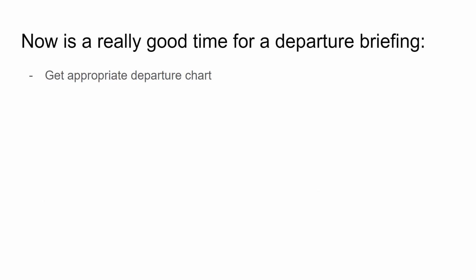All right. So after they've given you clearance, you know what departure you're on. You know what SID you're using. You know what route you're doing. You can now do a departure briefing. So you want to get out your departure chart.